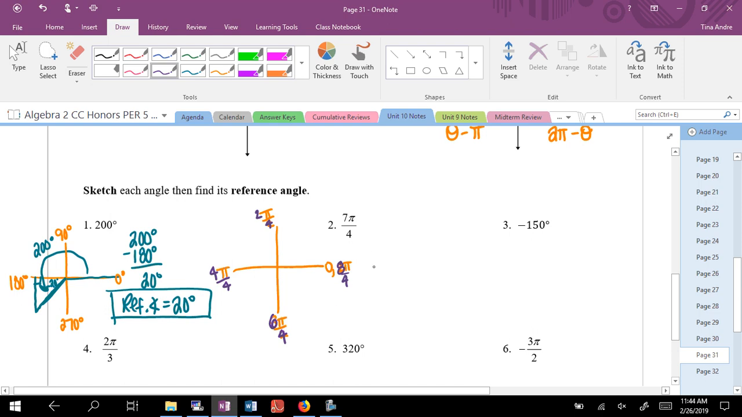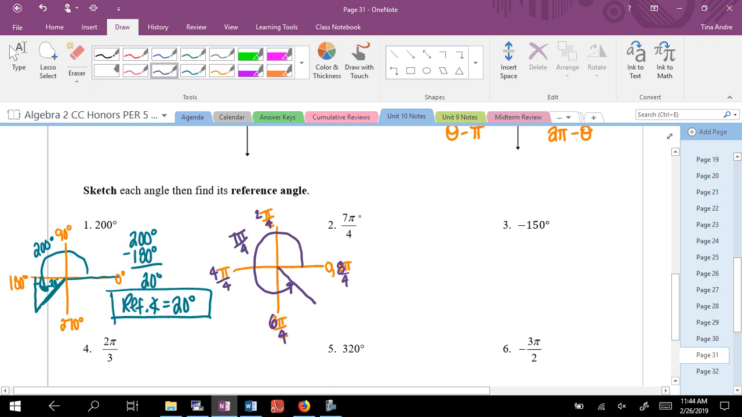So now that they have common denominators, you can think about this more easily. Where does it lie? It lies between 6 pi over 4 and 8 pi over 4. So that means it's going to lie over here, which tells me that my angle starts at 0 and it's going to end up right here. So this is 7 pi over 4.